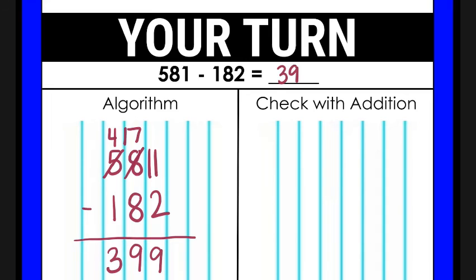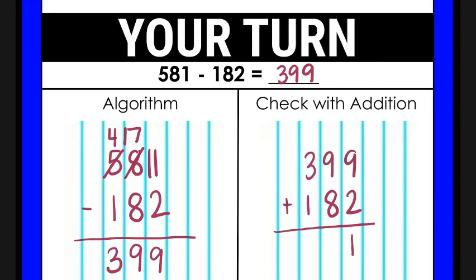All right, let's check our work. Let's see if 399 is the correct answer. So we're going to start with 399. We're going to add our other part, 182. 9 plus 2 equals 11. Regroup my 1. Now I have 1 plus 9 plus 8.